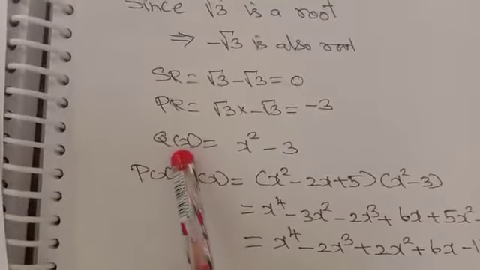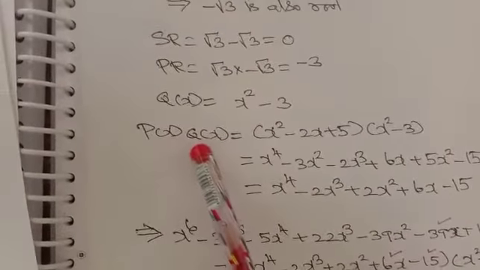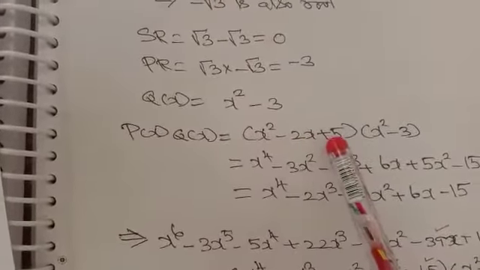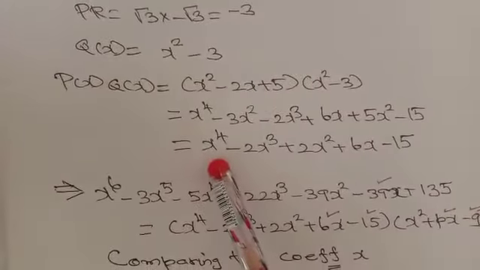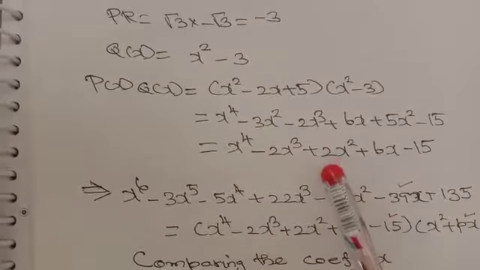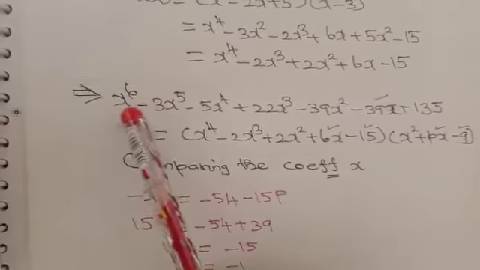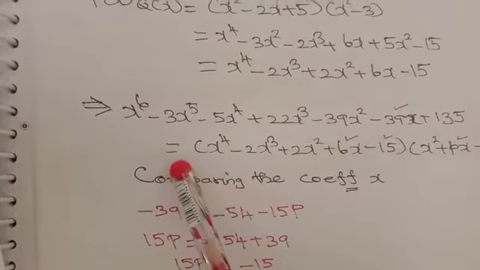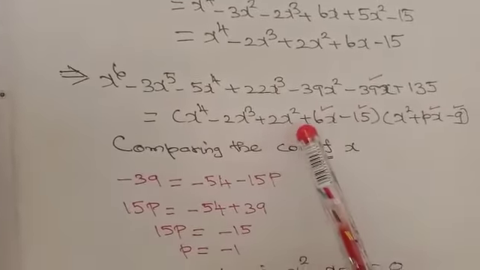So q of x is equal to what? X square minus 3. Therefore what is p of x into q of x? X square minus 2x plus 5 into x square minus 3. If you simplify, you are getting x power 4 minus 2x cube plus 2x square plus 6x minus 15. Now you write the given equation, that is nothing but x power 4 minus 2x cube plus 2x square plus 6x minus 15 into what?